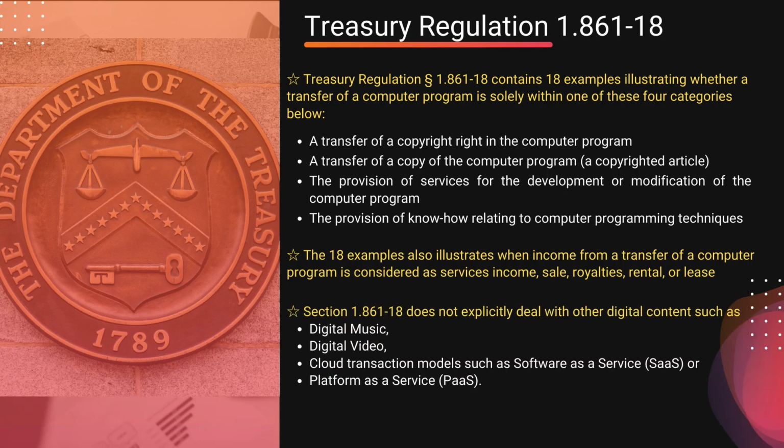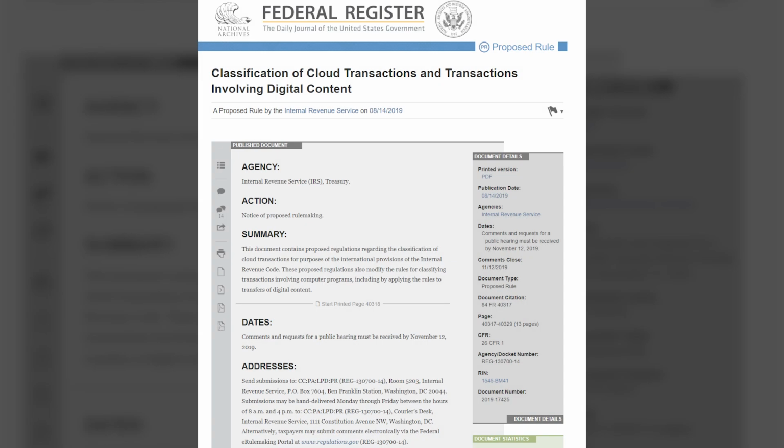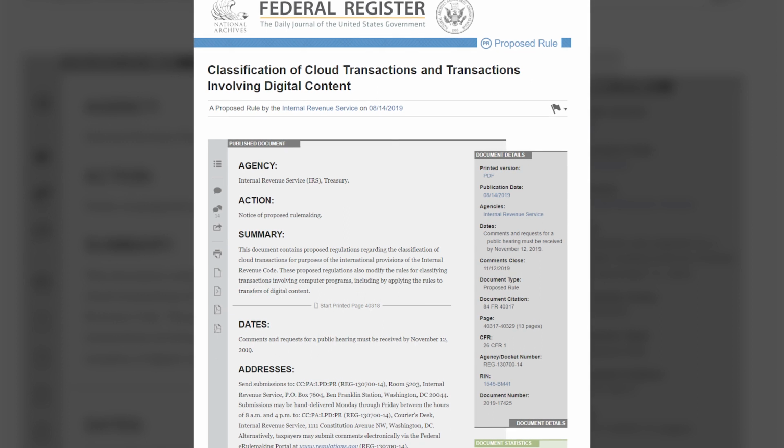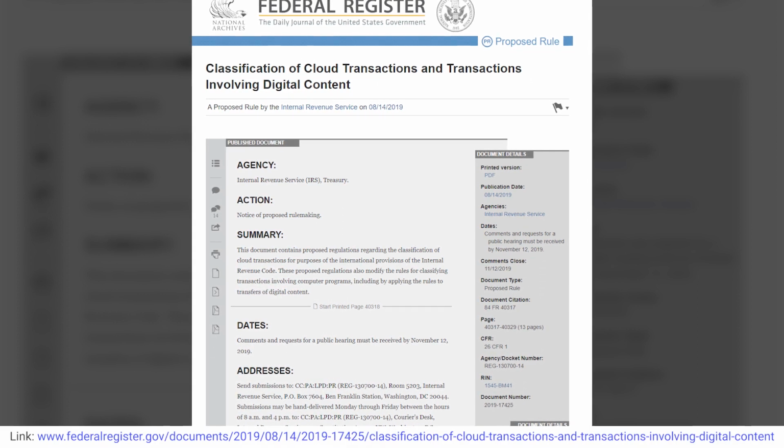Section 1.861-18 does not explicitly deal with other digital content like digital music, digital video, or cloud transaction models such as software as a service, SaaS, as we call it, or platform as a service, PaaS. Now, there is a proposed regulation out there which has been in the pipeline for a very long time and the IRS has not finalized it yet.